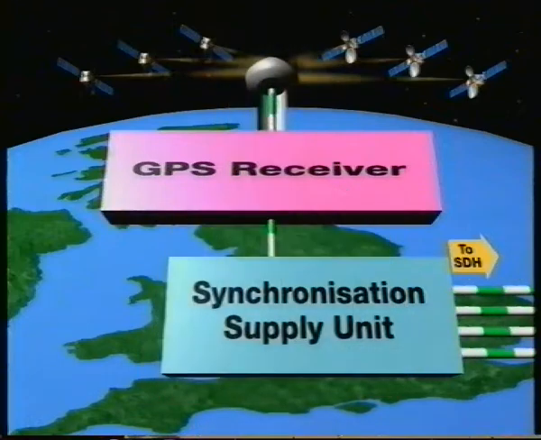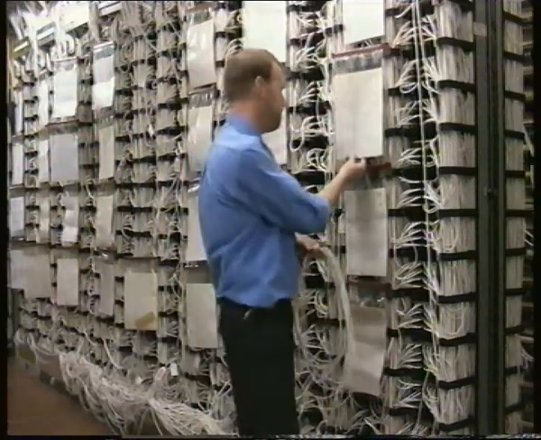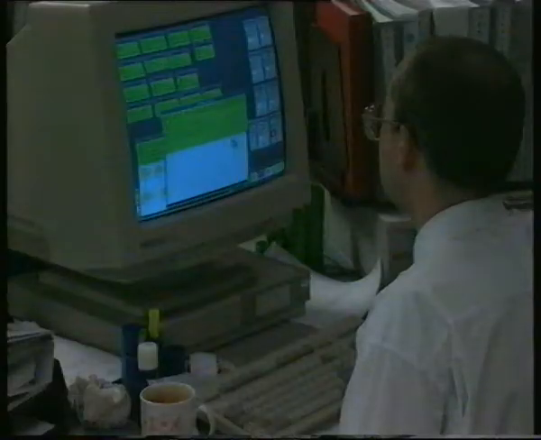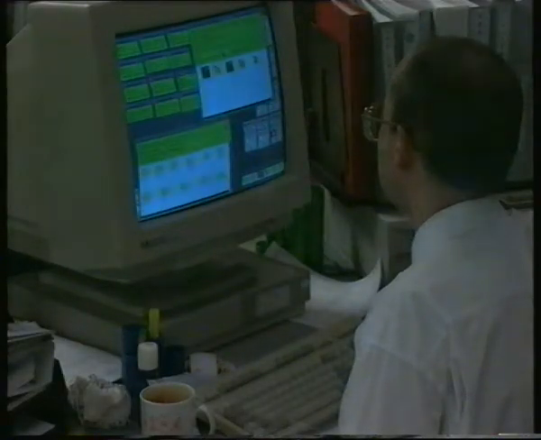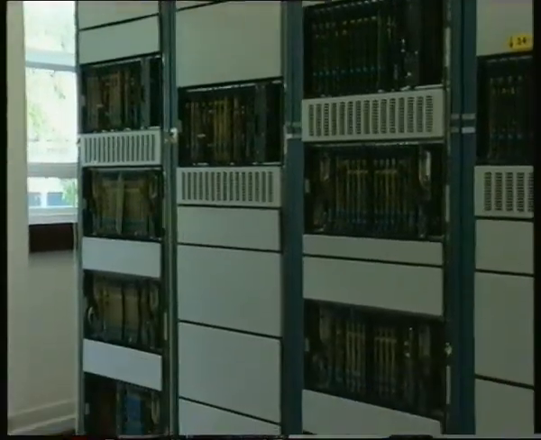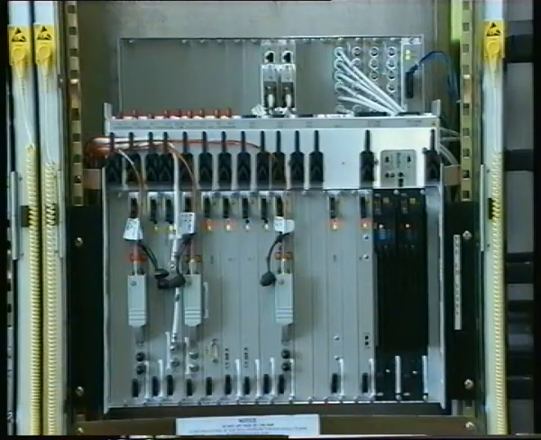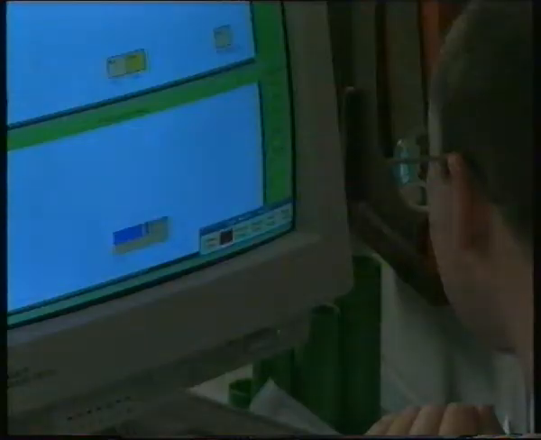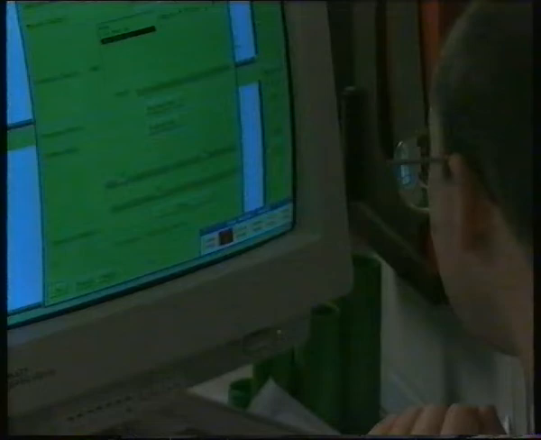Now you may be wondering, why is BT investing in SDH? Well, there are a number of reasons, so let's take a look. PDH circuit provision is time-consuming and labour-intensive. Circuits through an SDH network can be provided in minutes. Our PDH equipment requires loads of room. Equivalent SDH equipment is more compact. With PDH there are lots of physical connections. SDH connections are software controlled.